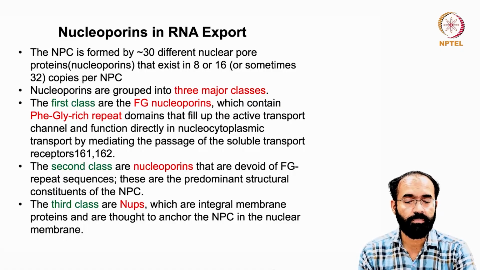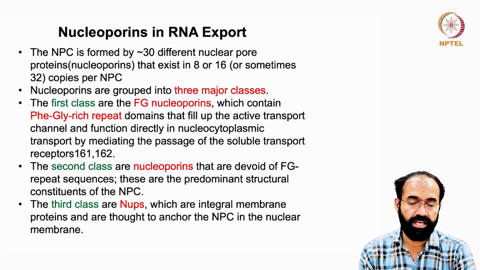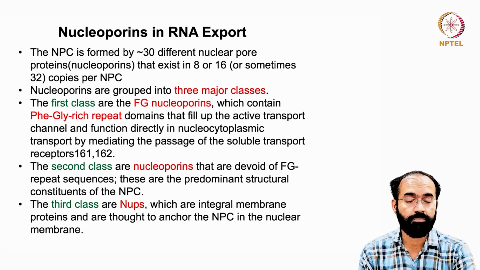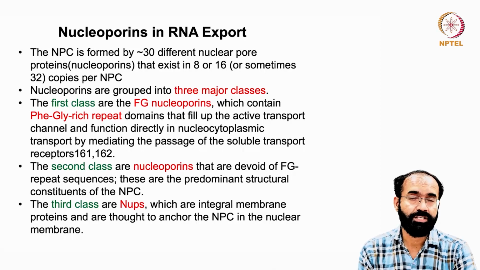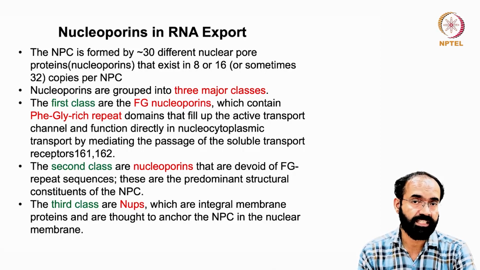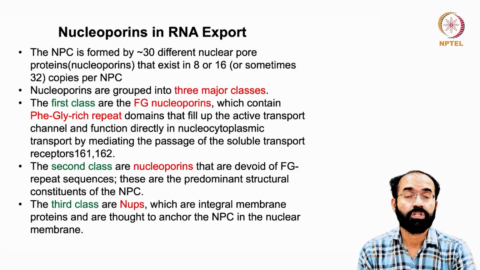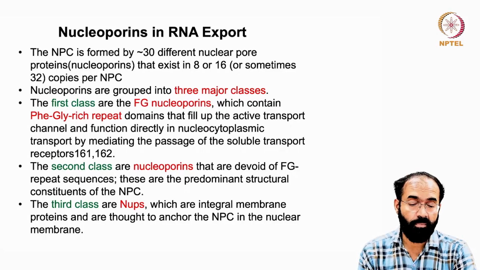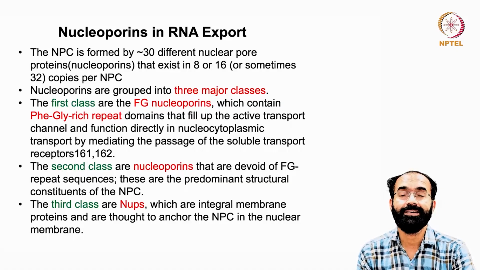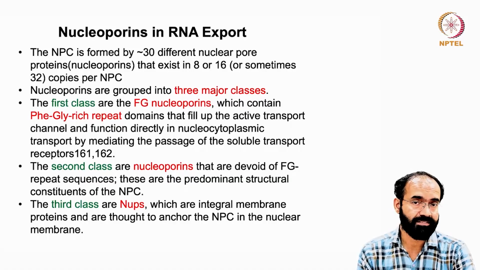What is the other class? The second class of nucleoporins are devoid of the FG repeat sequence. They do not contain the FG repeat. These are the predominant structural constituents of the NPC, which means they provide structural support. The nuclear pore complex should be of a particular shape and needs this structural support. The third class are the NUPs, which are integral membrane proteins that are thought to anchor the nuclear pore complex to the nuclear membrane, because they are also structural in category, but they have nothing to do with nuclear pore complex functioning.